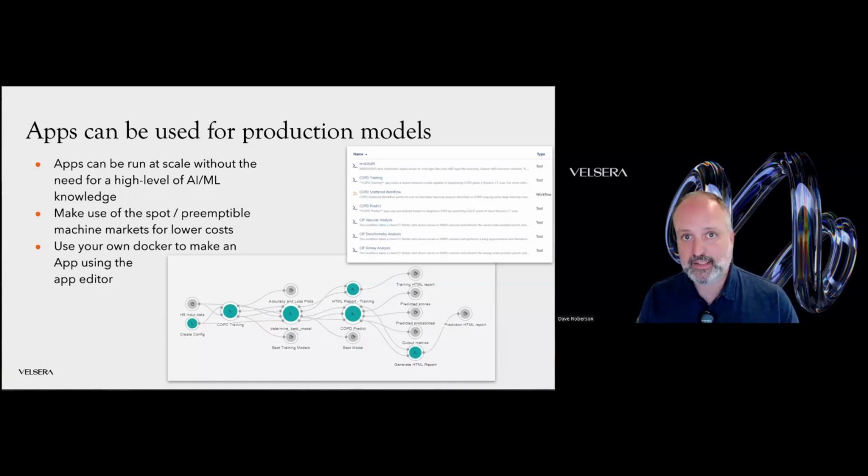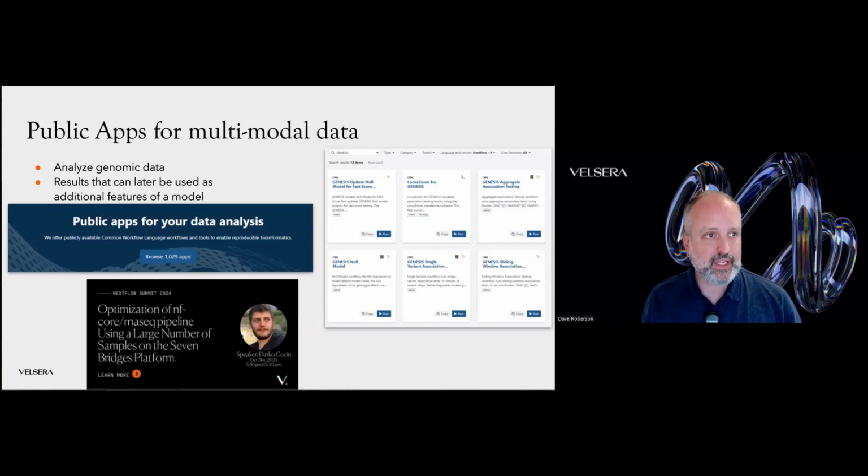Now, the great thing about this is these are extensible. So if you wanted to swap out the reporting module, you could do that. You could add additional data types and build out this analysis graph. So we have over 1,000 apps that are available in the public apps gallery. And of course you can make your own, but you don't have to because we have them already.